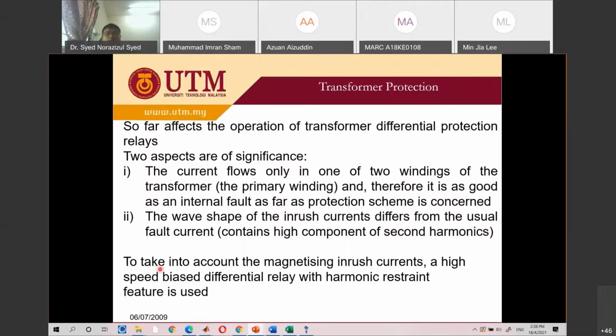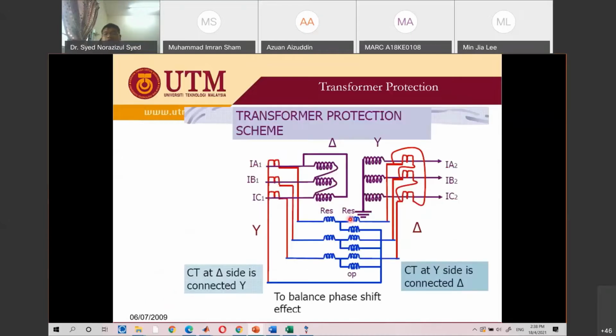To take into account the magnetizing inrush current, a high-speed bias differential relay with harmonic restraint feature is used. Previously we learned about the restraint current, and about the bias. This is the differential, and the top one we call the restraint, which is the bias. That's why for the transformer we normally say it is a bias differential transformer, because it has a bias and also a differential.